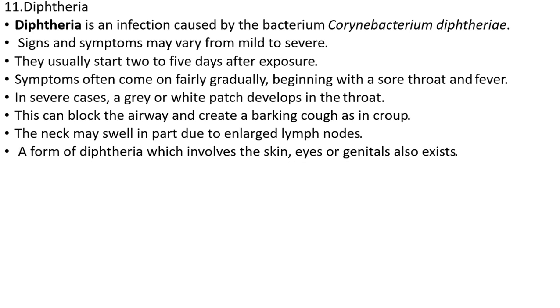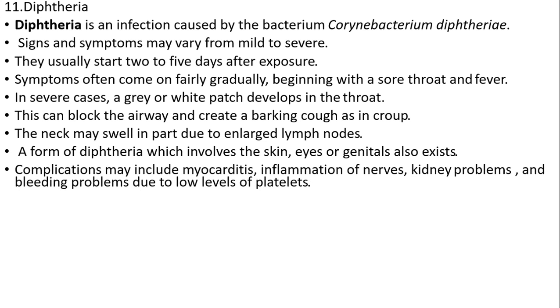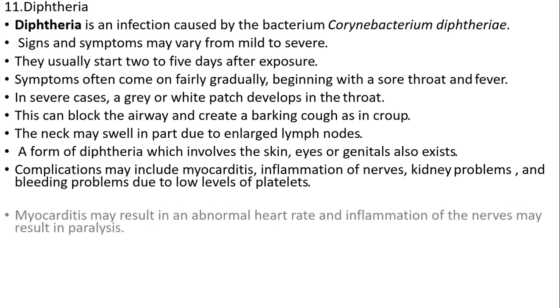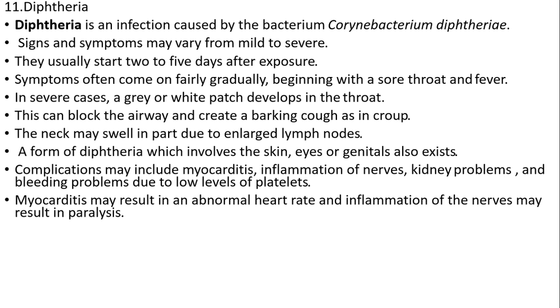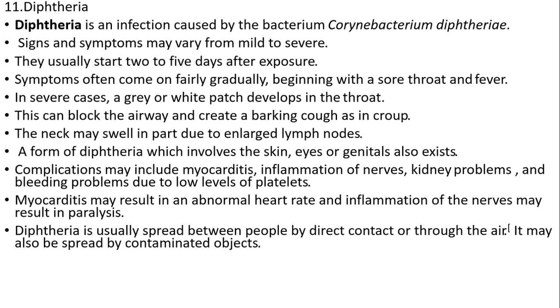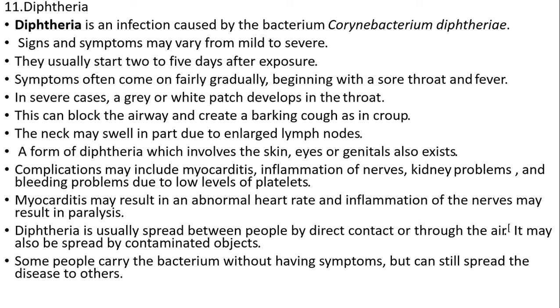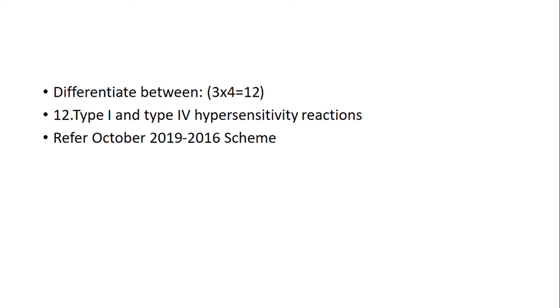A form of diphtheria which involves the skin, eyes, and genitals also exists. Complications may include myocarditis, inflammation of nerves, kidney problems, and bleeding problems due to low level of platelets. Myocarditis results in abnormal heart rate, and inflammation of the nerves may result in paralysis. Diphtheria is usually spread between people by direct contact or through the air. It may also be spread by contaminated objects. Some people carry bacteria without having symptoms, but they still spread the disease to others.